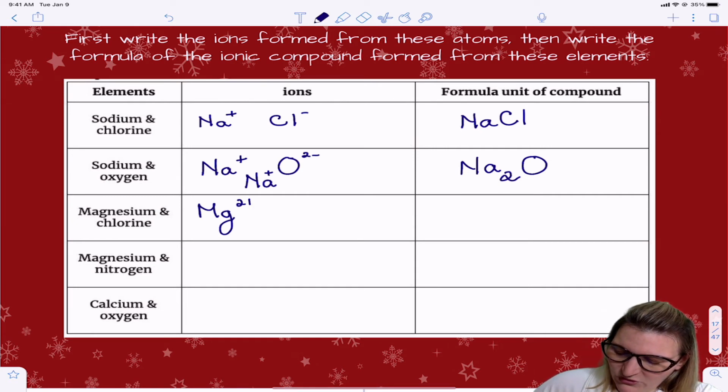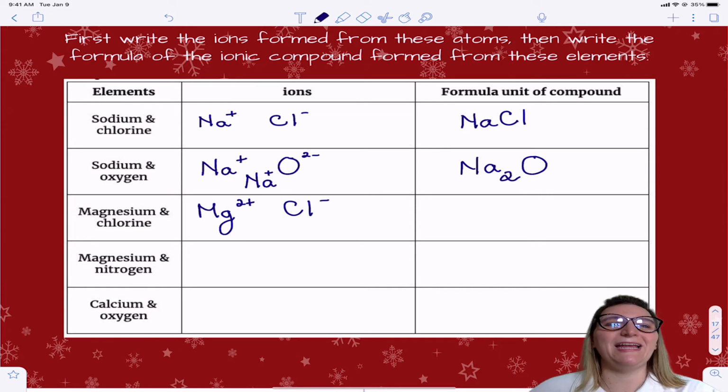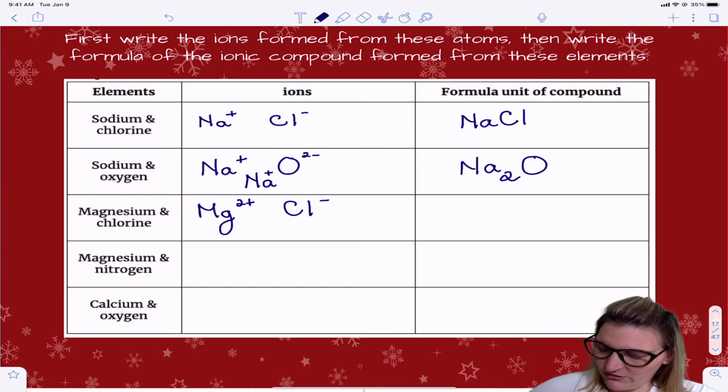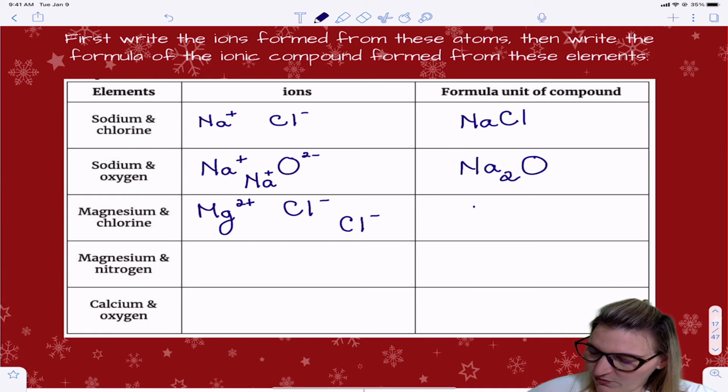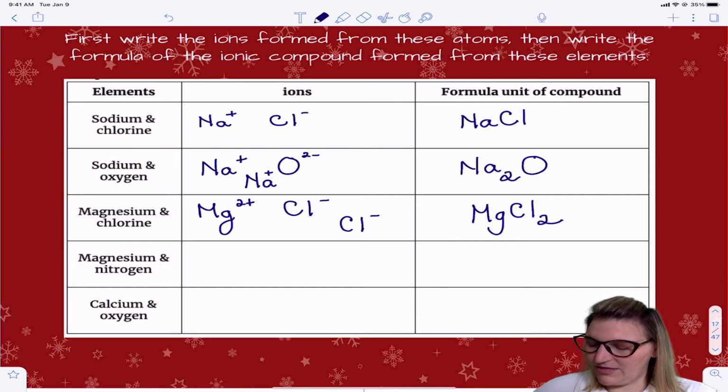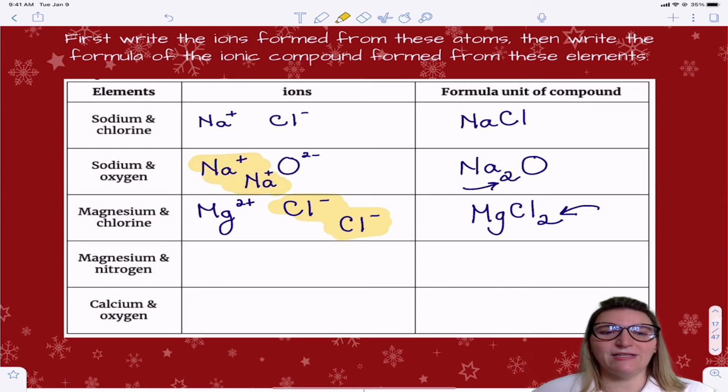Magnesium will form a 2+ ion. Chlorine will form a 1- ion. Now inside that box, I need it to be neutral. I need the same number of positive as negative. How do I do that? Well, with, of course, 2 chlorines. Now I have 2 positives and 2 negatives. That means 2 electrons were lost and 2 electrons were gained. So the formula for this is MgCl2, right? Because this subscript stands for how many. There were 2 chlorines, so it has a subscript of 2. And in the sodium oxide, there were 2 sodiums, so it has a subscript of 2.